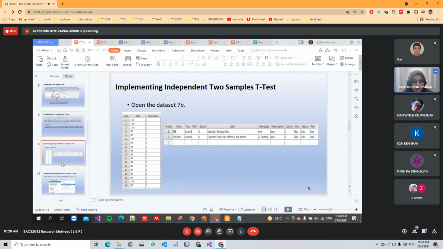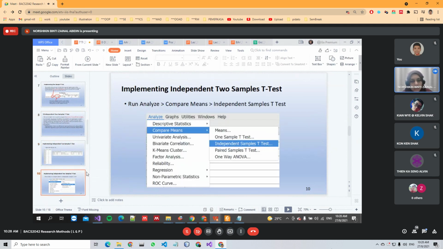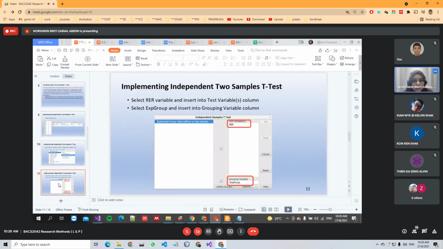Okay, so for this one, you need to open your dataset 7B. So you open your dataset 7B, same as the dataset 7A. You go to Analyze, Compare Means, and you click on the Independent Sample t-test. So you select your variable there, RER, I already did RER. And then you set your grouping variable as exp group, experiment group.